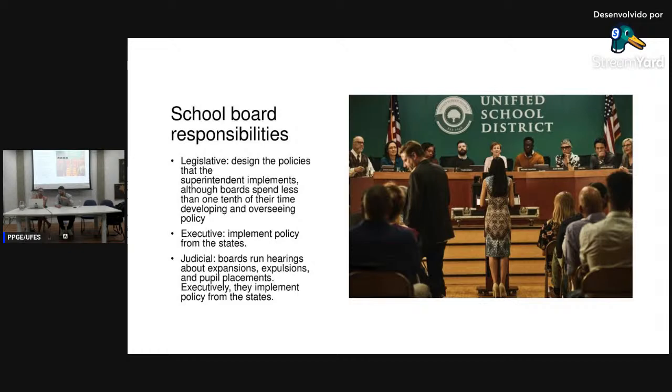So, and then from an executive perspective, they implement policy from the states, and states tend to regulate teacher licensing and what state exams are taken. Those are the two main things.